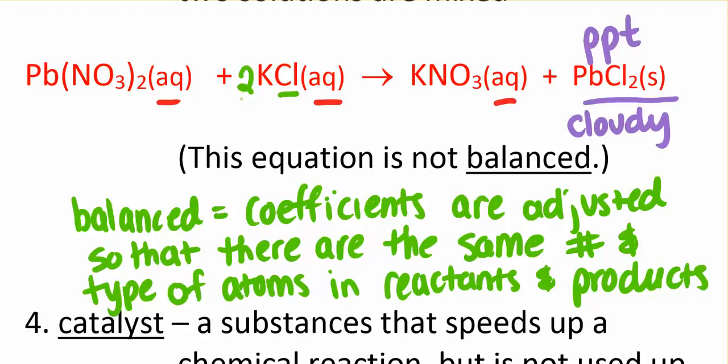So by putting a 2 there, I've balanced chlorine. Let's look at what else that just affected though. Now I have 2 potassium atoms in my reactant and only 1 in my product, so I'll add another 2 here, and that gives me 2 potassiums. On this reaction, because the polyatomic ions remain intact, you may recognize the NO3 as nitrate.